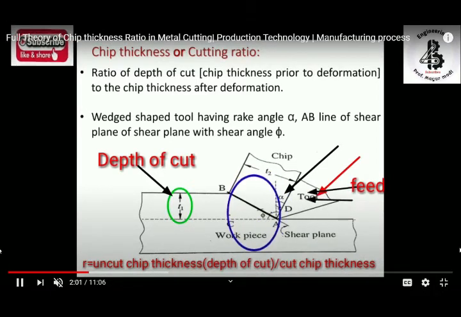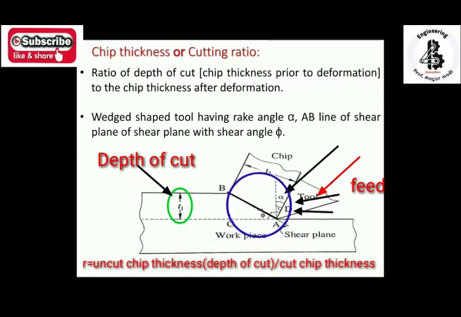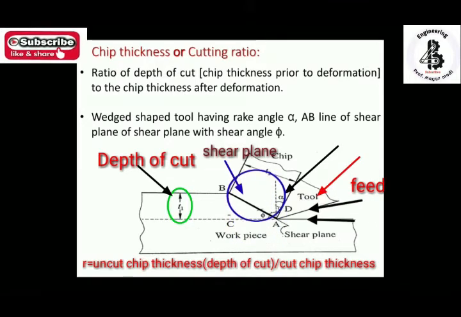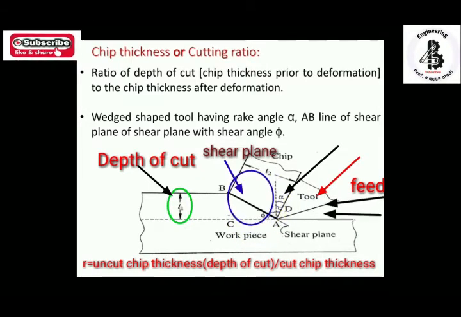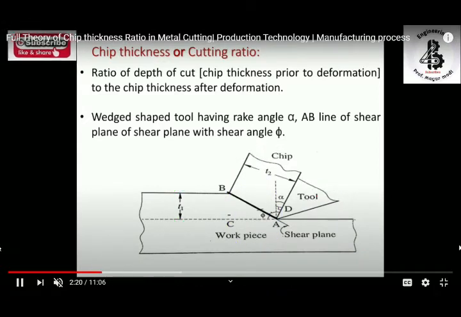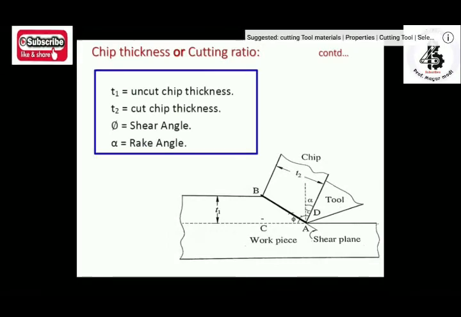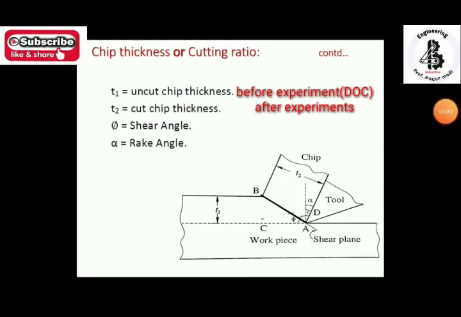In the cutting process, 3 zones are there. In the previous lecture we discussed that in the cutting process there are a primary zone, secondary zone and tertiary zone. At the same time, here the shear plane also, when the metal undergoes plastic deformation and is removed, that is the shear plane, occurs in shear. In this circle also it is showing. Next, chip thickness or cutting ratio: T1 is the uncut chip thickness, T2 is the cut chip thickness, phi is the shear angle, alpha is the rake angle. Already in the previous slide also we discussed this.